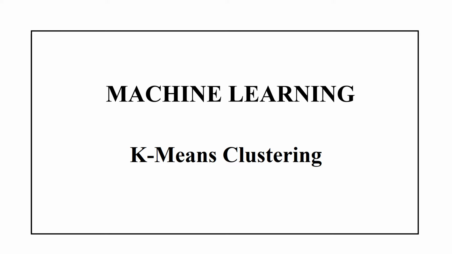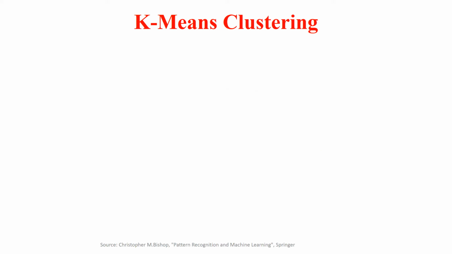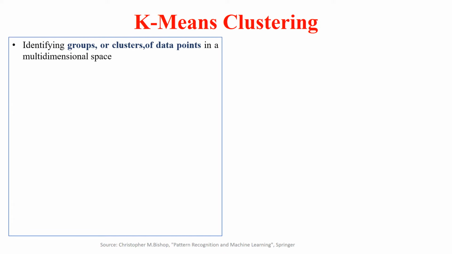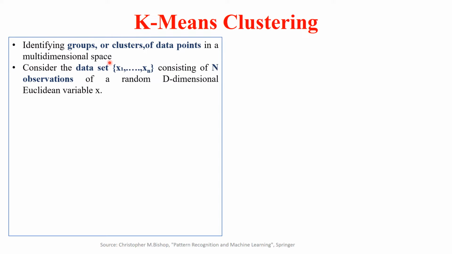Hi all, in this video we will learn about k-means clustering. K-means clustering is used to identify groups or clusters of data points in a multidimensional space. Consider this data set x1 to xn, consisting of n observations of a random d-dimensional Euclidean variable x.